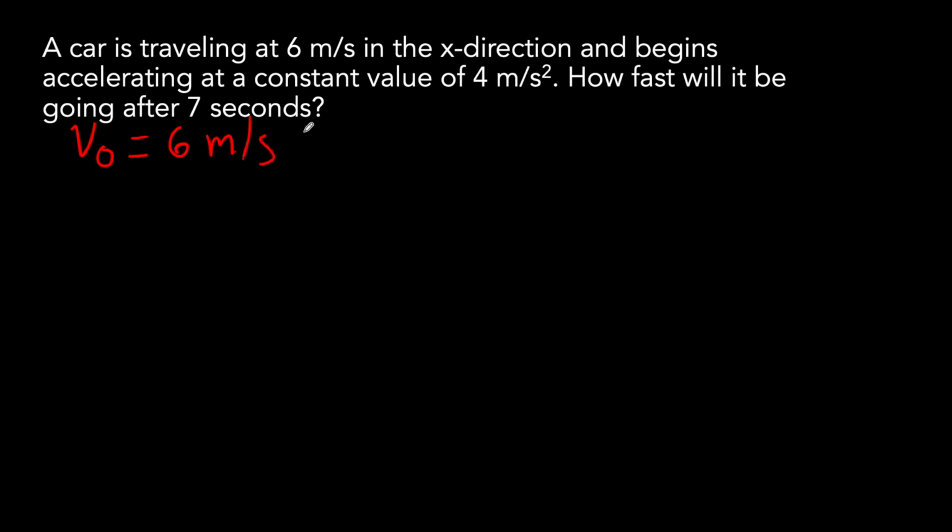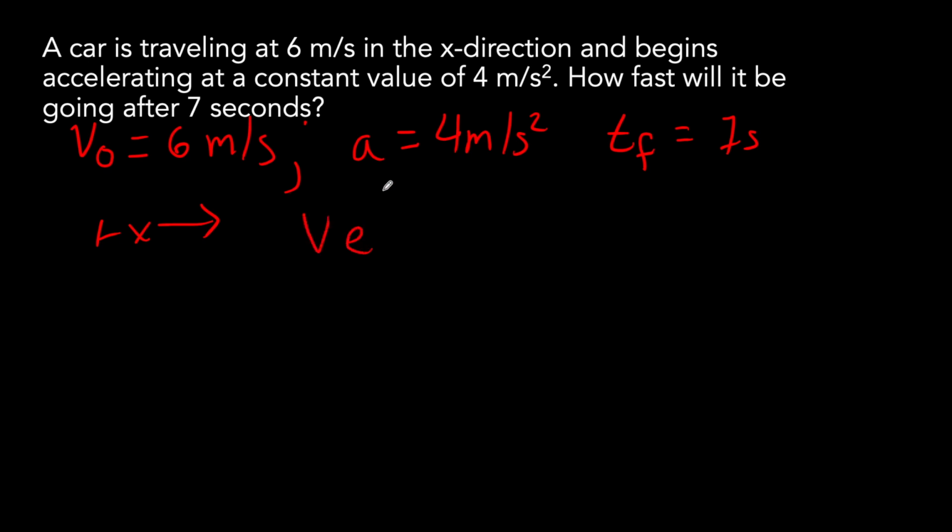We started off going 6 meters per second. We also know that the acceleration that kicks in as that time equals 0 will be 4 meters per second squared. And our final time, the time we're worried about, will be 7 seconds. We also know that we're just moving in the plus x direction. So this is plus x. And so now we're ready to solve for how fast the car will be going after 7 seconds. Now, what is that final desired outcome? Well, that's a velocity. So velocity at tf.